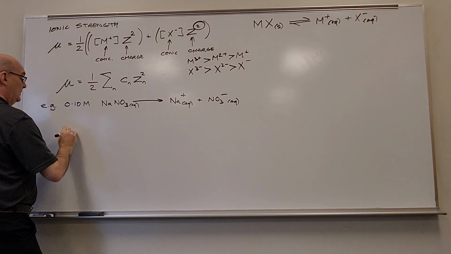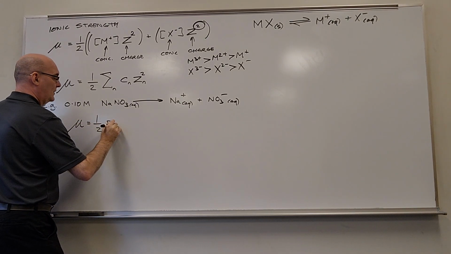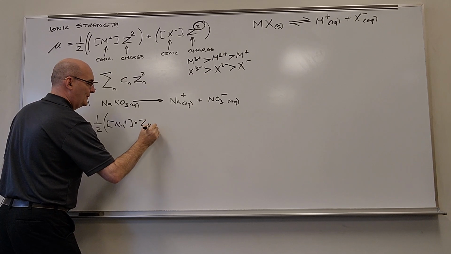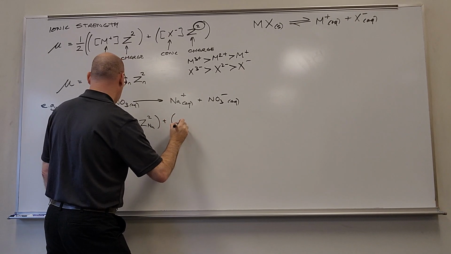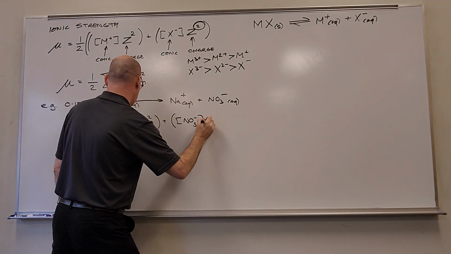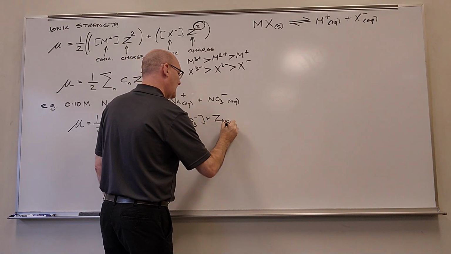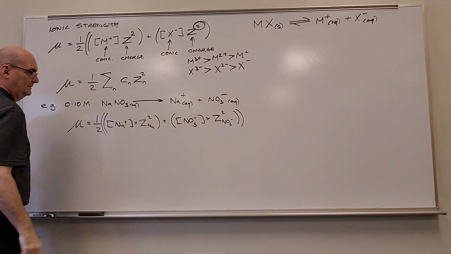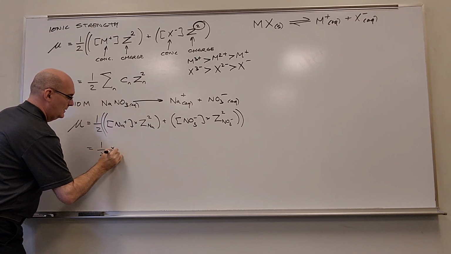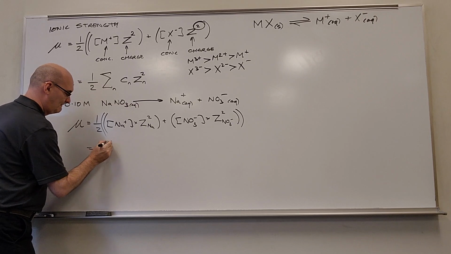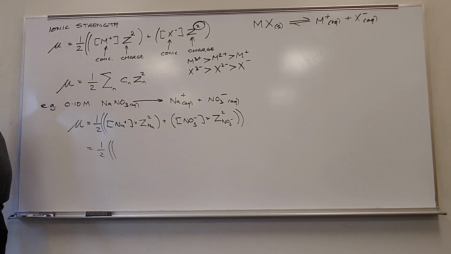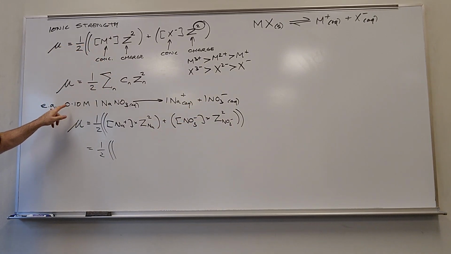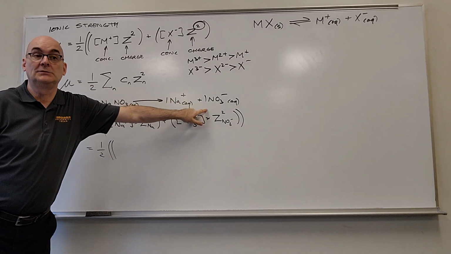So mu is half of the concentration of the sodium multiplied by the charge of the sodium squared, plus the concentration of the nitrate multiplied by the charge on the nitrate squared. And I need 2 sets of brackets for that. So this is one half multiplied by the concentration of the sodium, 0.1. If I have one of these, it makes one of those and one of those. So if I have 0.1 of these, it makes 0.1 of those and 0.1 of those. That's why you need a balanced equation.